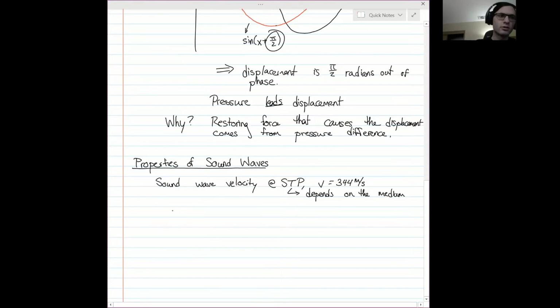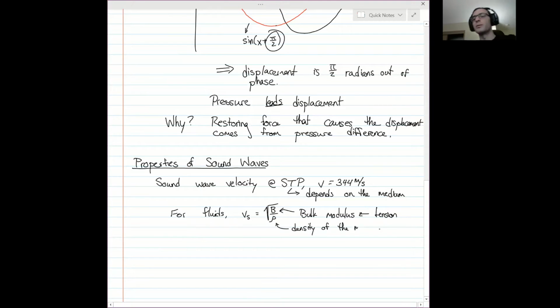For fluids, liquids and gases, the speed of sound, say Vs, is given by the formula square root of B divided by rho, where B is the bulk modulus. Don't actually ask me what that is, because that's an engineering thing that I don't really know much about. All I know is that it's basically the same thing as tension. And rho is the density of the medium. Bulk modulus is basically how sticky the stuff is to itself. And it's used for fluids.